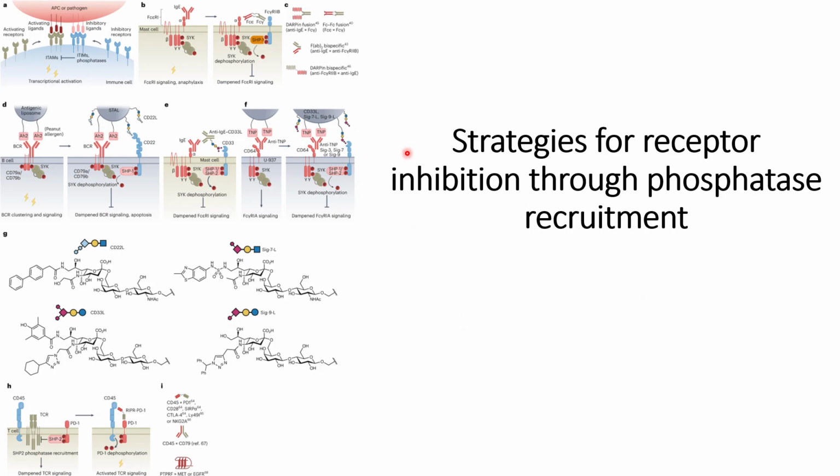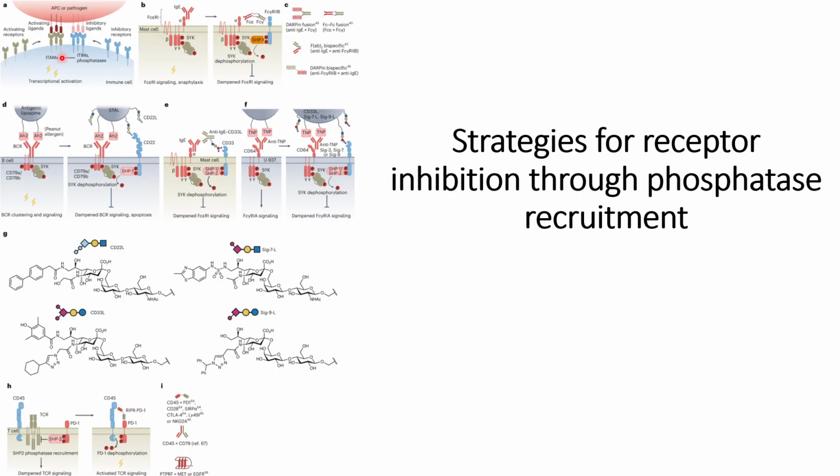In this video, we will discuss some of the strategies for receptor inhibition through phosphatase recruitment. We will discuss how the proximity of the receptors either activates or deactivates the intracellular signals. In panel A, it shows the interactions of APCs, that is antigen presenting cells, with the immune cells.